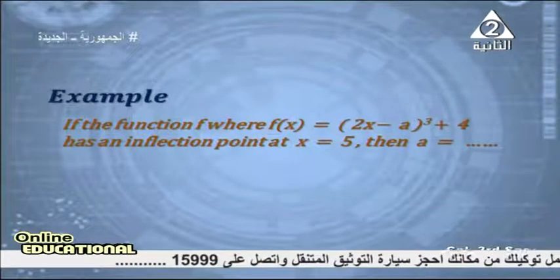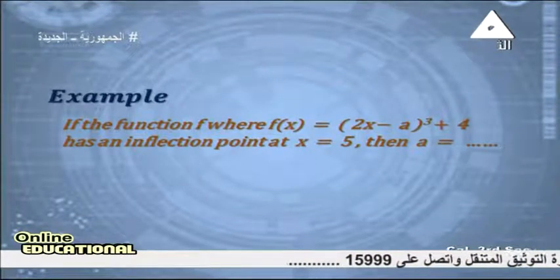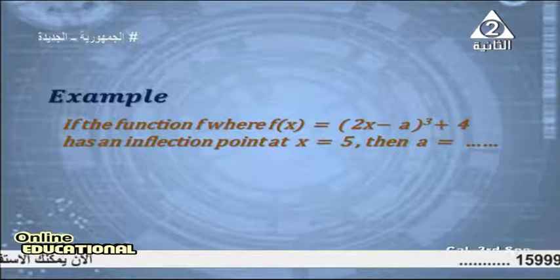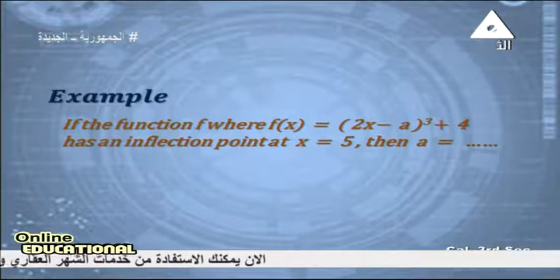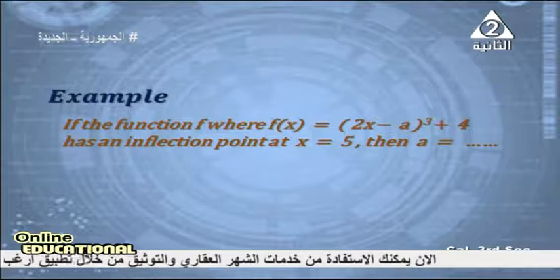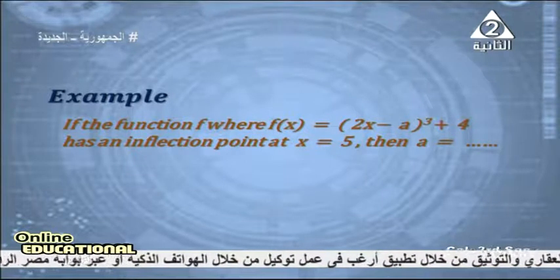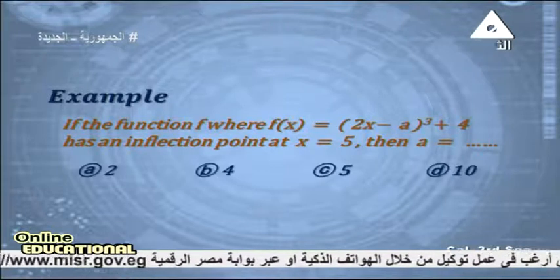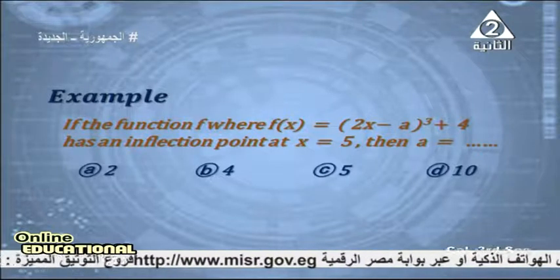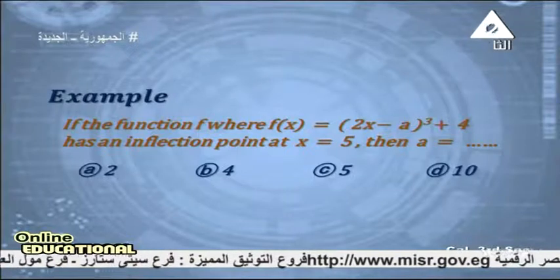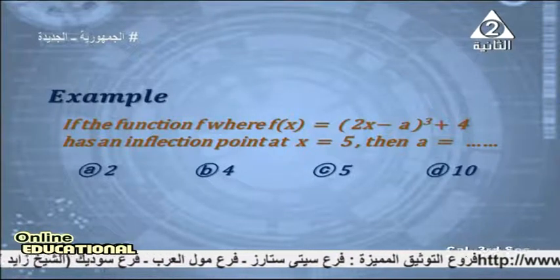Another example. If the function f(x) equals (2x - a)^3 + 4 has an inflection point at x equals 5, then a equals 2, a equals 4, a equals 5, or a equals 10.